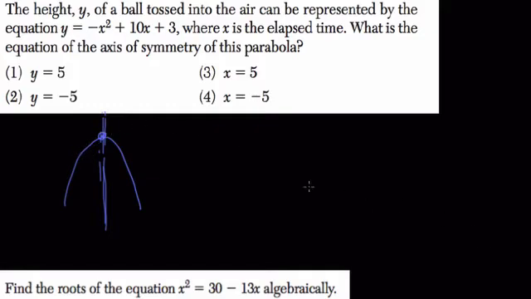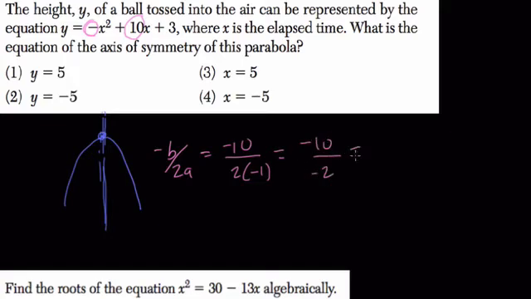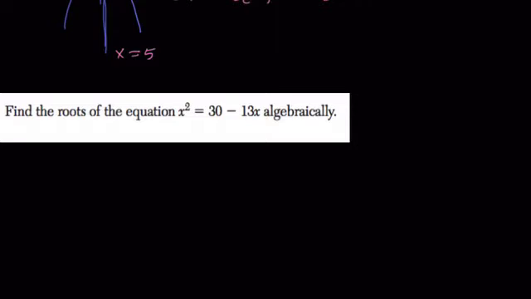Well, this always ends up equaling negative b over 2a. So just identify the fact that 10 is b, so it's negative 10 over 2a. 2a here is just 2 times negative 1, so negative 10 over negative 2 is equal to 5. So x equals 5. And the reason it's x equals 5 is because this is a vertical line, not a horizontal line.